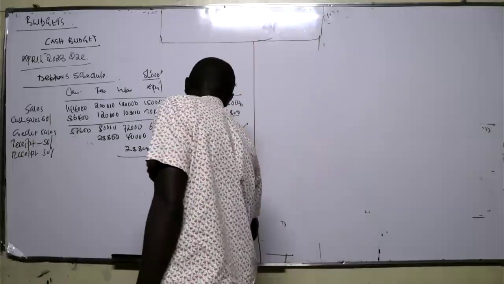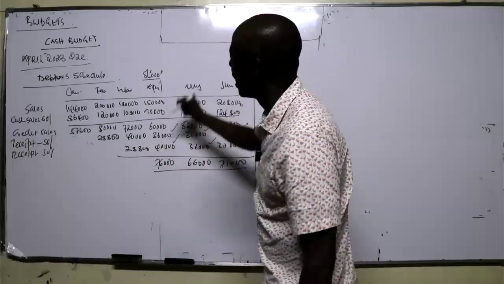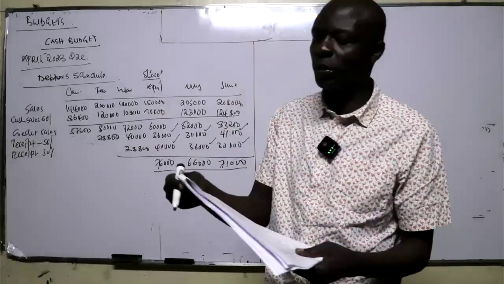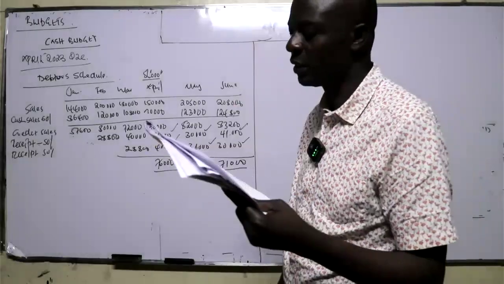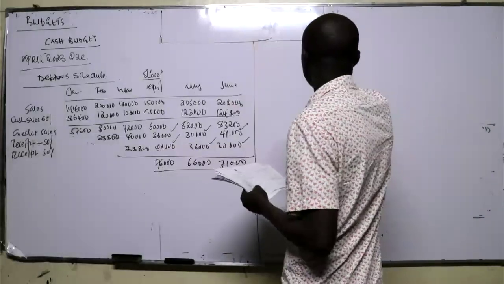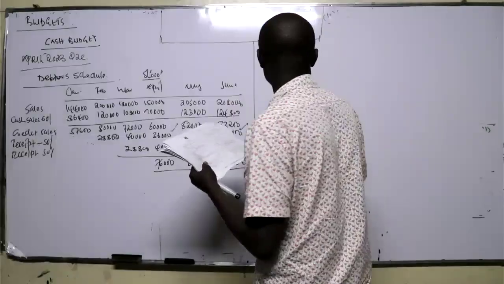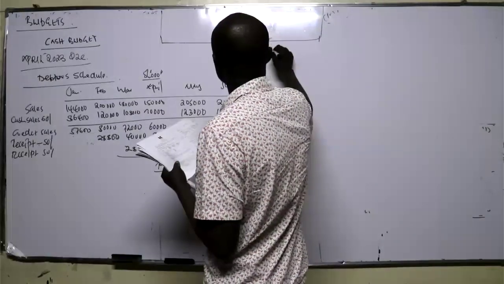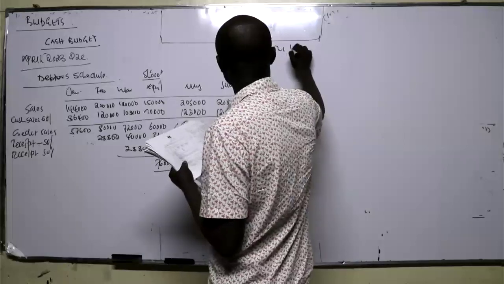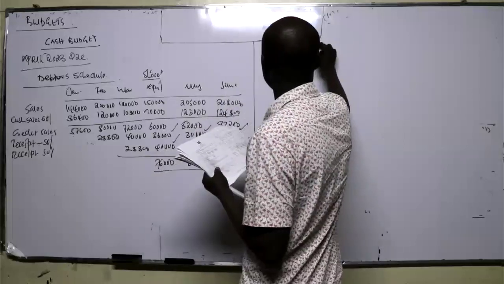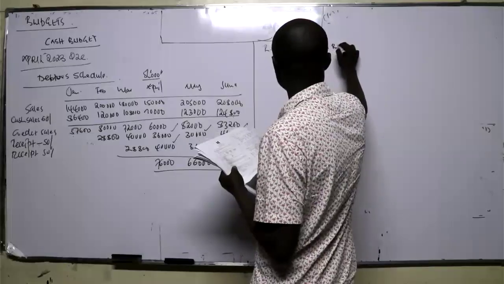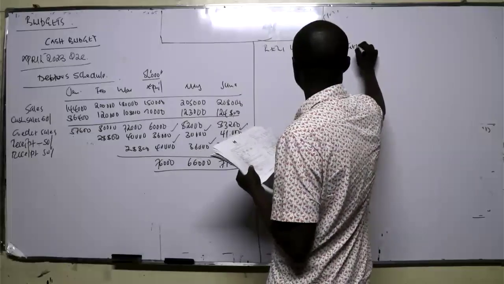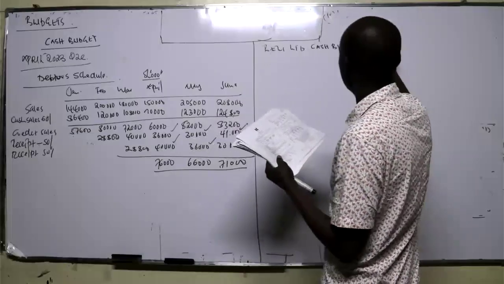71,000, isn't it? So once you have done this, the other things you can even adjust them in your final budget. So you come here and write the name of the company you are making the budget for. In our case here, it's called Rally Limited. Cash budget for the 3 months.